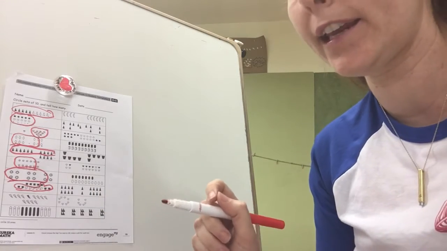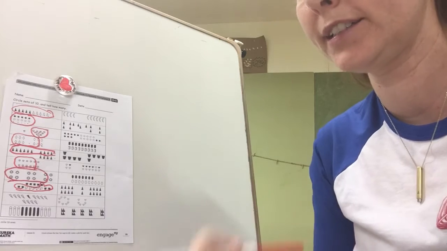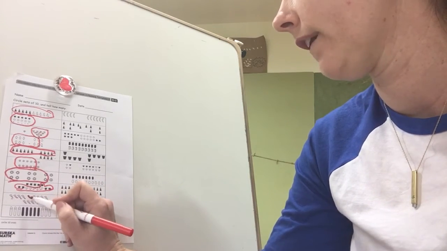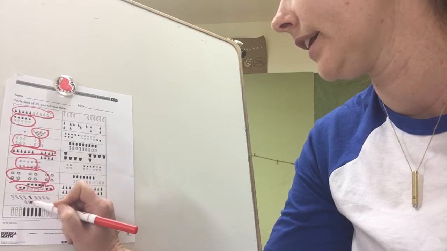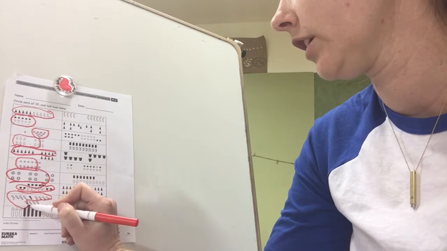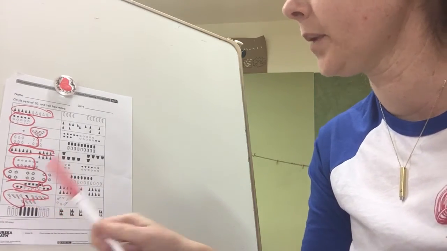So I'm up to the lightning bolts. Hopefully you're keeping along with me. I'm not trying to go too fast, not too slow, but work at your own pace. 1, 2, 3, 4, 5, 6, 7, 8, 9, 10. So remember, we're circling groups of 10, 10, 3. 10 ones and 3 ones.